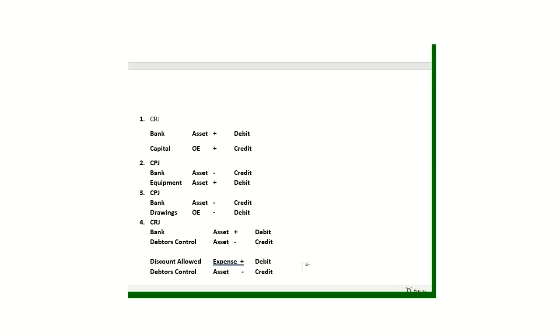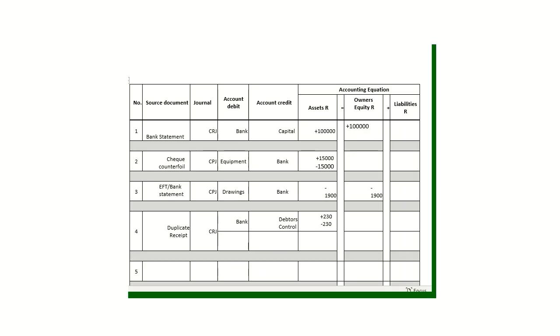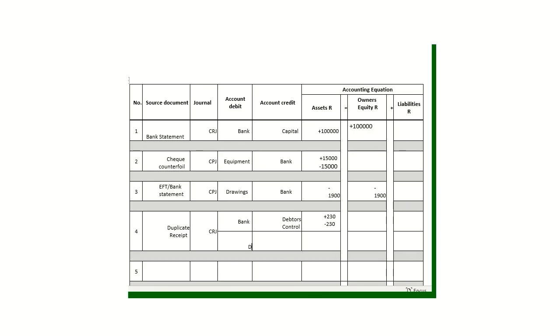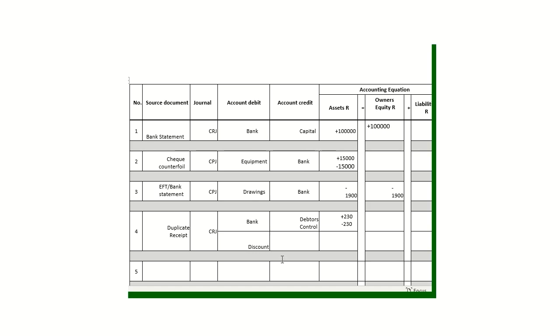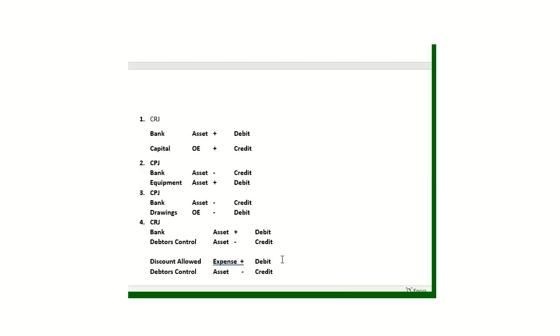Discount allowed, debit, debtors control credit. So discount allowed, debit, and debtors control credit. Let's look at what discount allowed is. It is an expense.